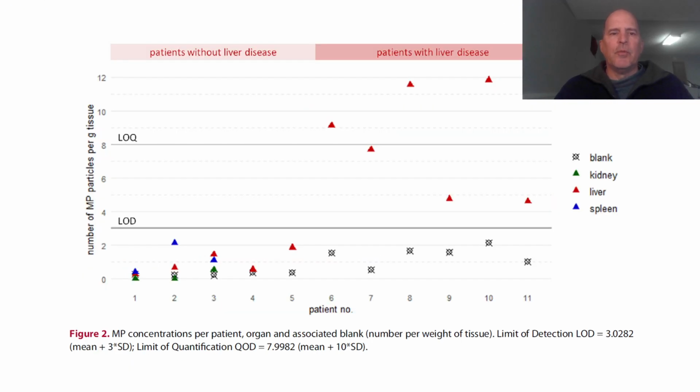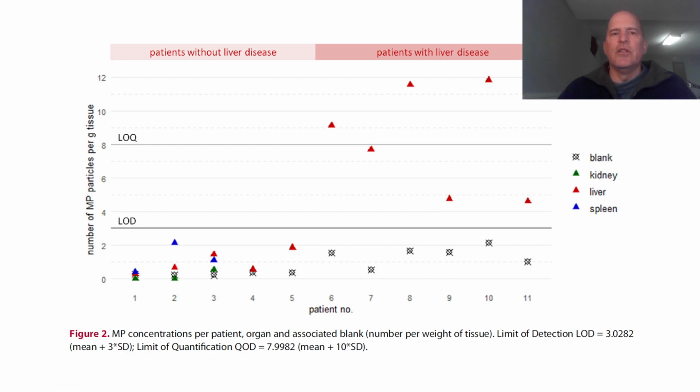This is figure 2 from the paper that I just showed you. It's a nice summary of all of the data that they collected from the healthy and the damaged tissues. What really jumps out at you immediately are the red triangles that are well above the LOD, the limit of detection, and in 3 cases even above the LOQ, the limit of quantification. In contrast, all of the blanks and all of the samples from the healthy tissues are below the limit of detection. And of course, the LOD is calculated from these blank samples, so you would expect that. So this seems to support their data.